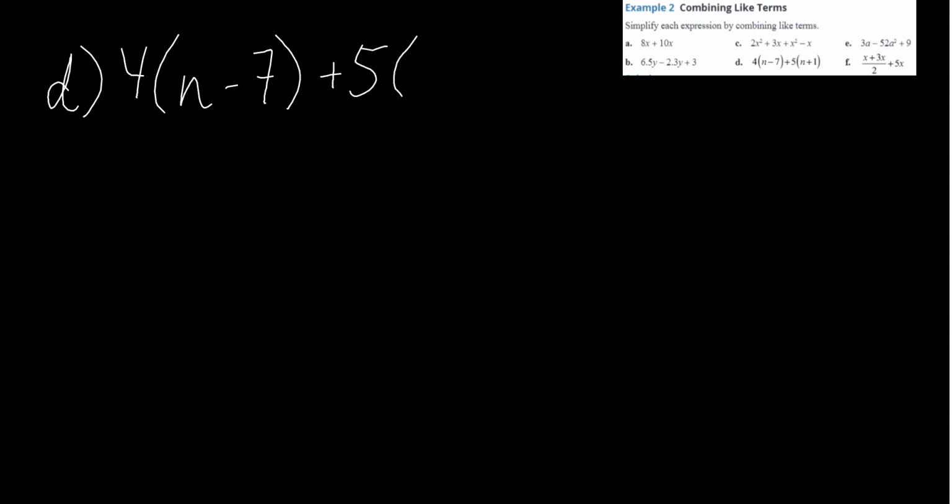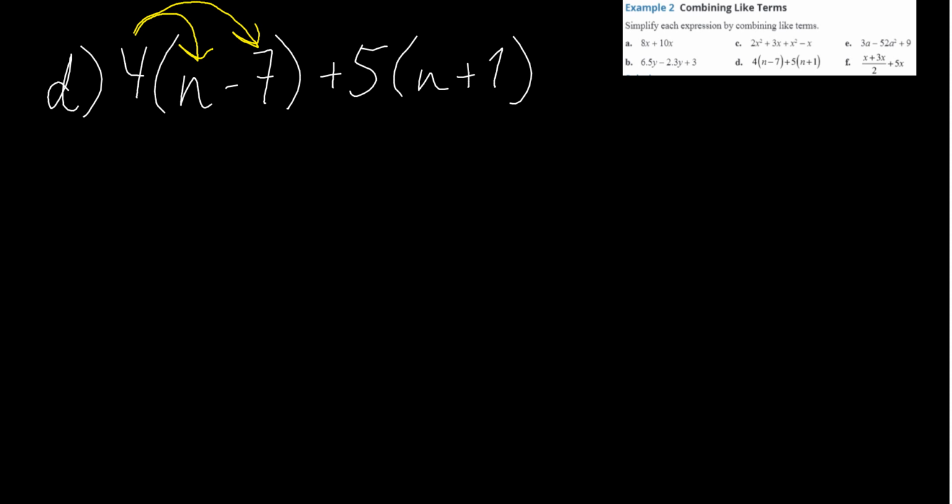Anyways, let's move on. So D, it looks like we're going to have to do some distributive here. We're going to distribute that 4. So let's actually write this out as well. Let's move it down. So we have 4 times n minus 7, and then plus 5 times n plus 1. Okay, so we need to distribute this 4 right here and right here.